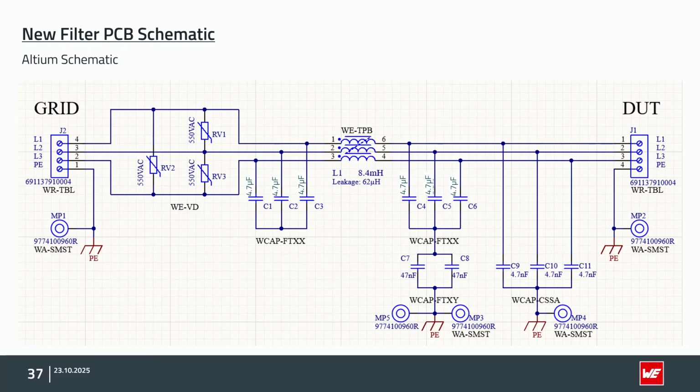The schematic for the PCB looks like this. I have done it in Altium. This is already known from the schematic before. I added the required varistors here. I also added some metal bolts to provide a really low impedance connection, because this is critical for our Y capacitors to work as expected.